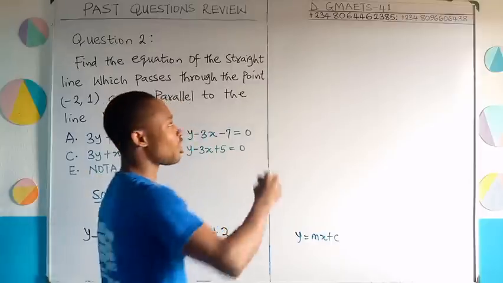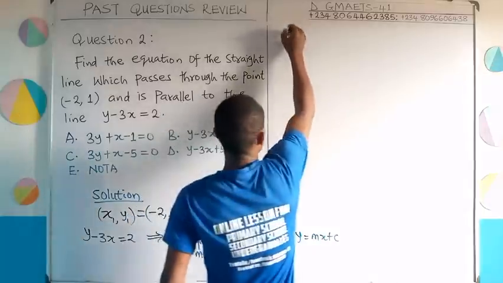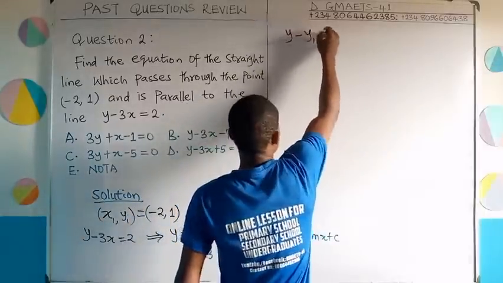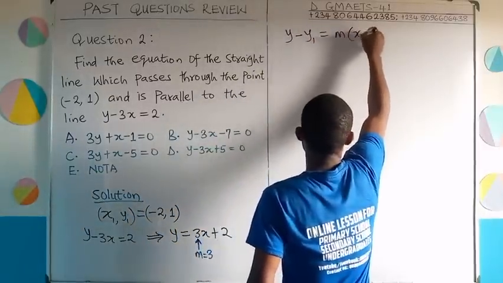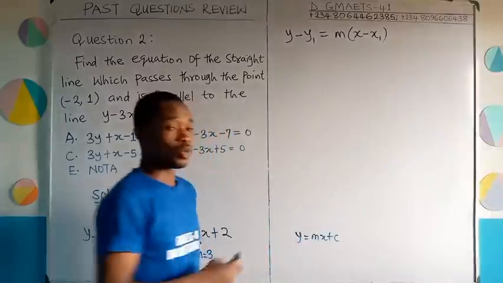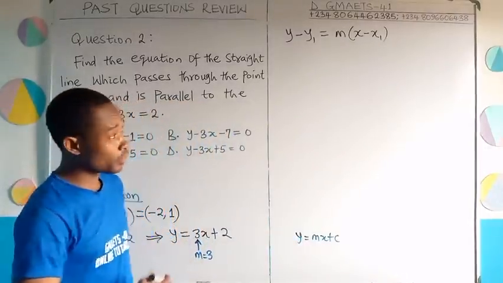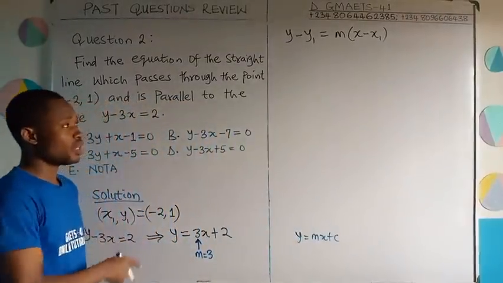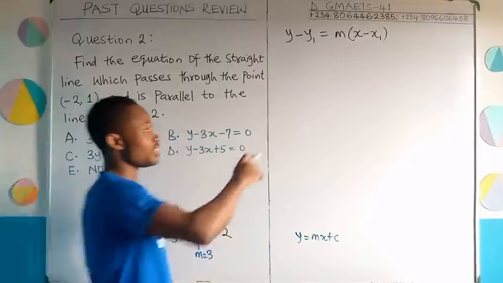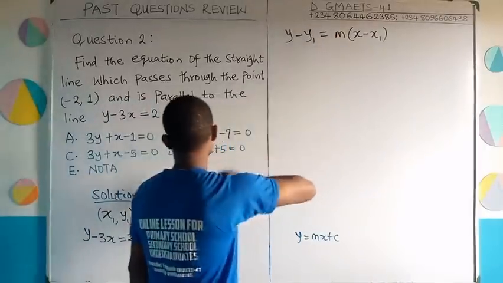All we have to do is to recall the equation of the straight line, given as y minus y1 equal to m open bracket x minus x1. That's the equation of a straight line. Now from the question we know x1 and y1 already, and we've gotten the value of our gradient m. So we can just simply substitute.